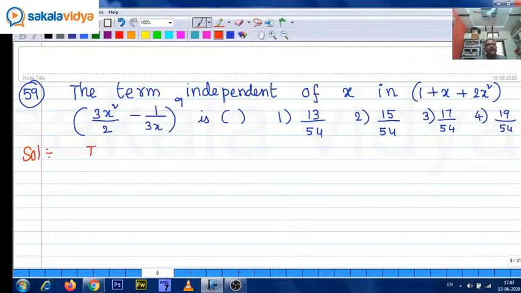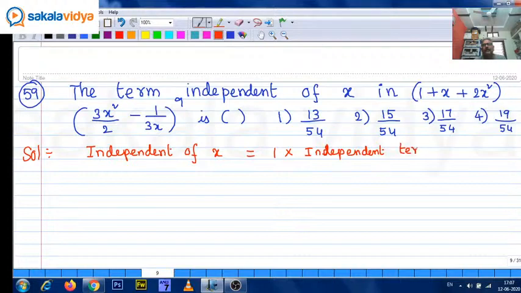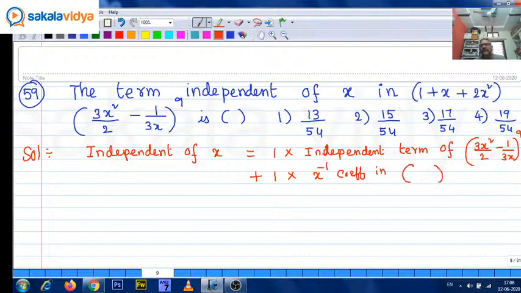Independent term is equal to independent of x. We can write it like this: 1 multiplied by the independent term of (3x²/2 − 1/(3x))⁹, plus the x coefficient, which is 1 multiplied by the x to the power of minus 1 coefficient in the same expansion to the power of 9, and plus the x² coefficient, which is 2 multiplied by the x to the power of minus 2 coefficient in the same expansion to the power of 9.